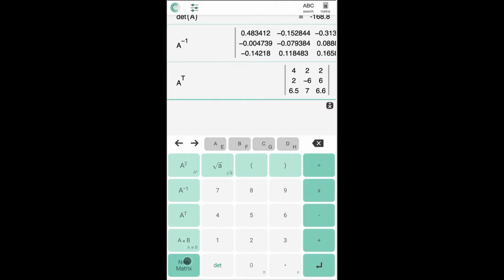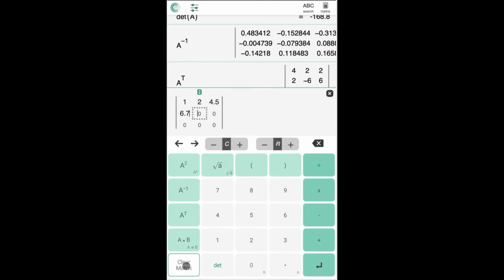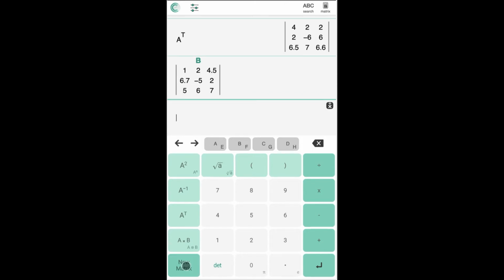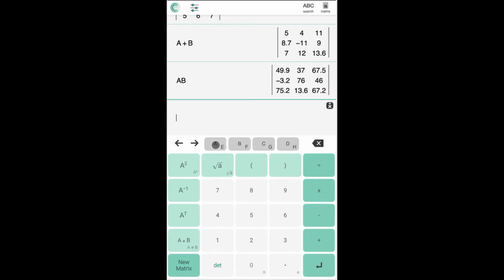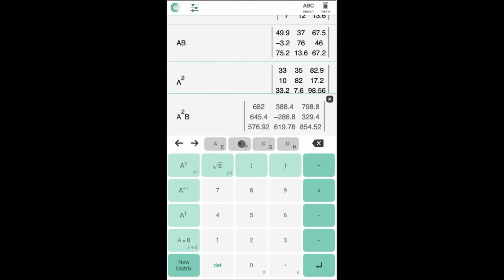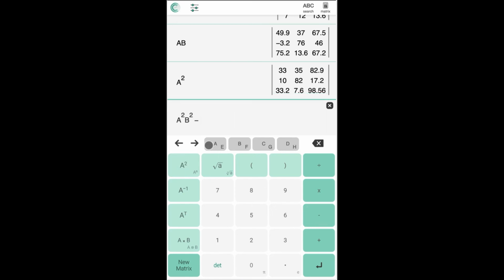Let's create a second 3x3 matrix so we can do some multi-matrix math. Now, we can do things like matrix addition, matrix multiplication, and matrix powers. Let's have some fun and put that all together. We'll type in A squared B squared minus A plus B.